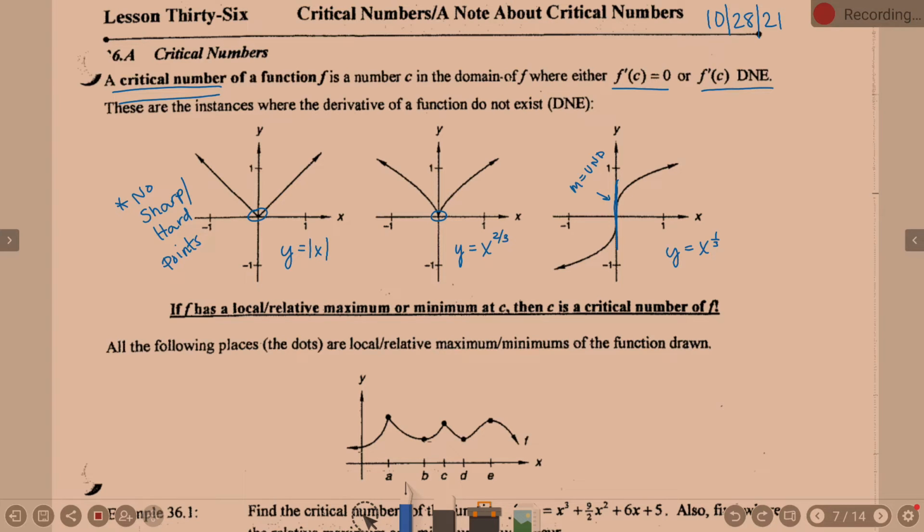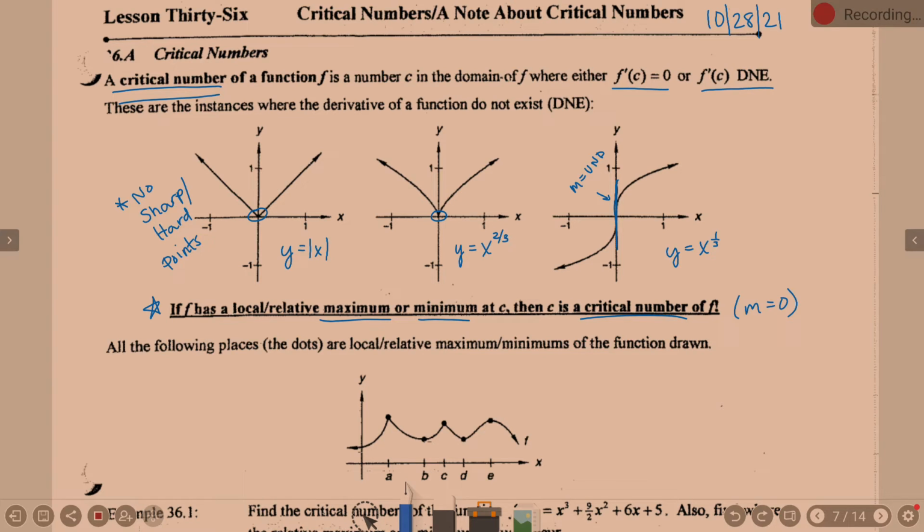So, key point right here. If the function has a local or relative max or min at a certain point, then it is a critical number. And again, not always, but basically we're talking about where your slope is 0. So those all together are critical points, numbers that you would investigate depending on what we're being asked to do.